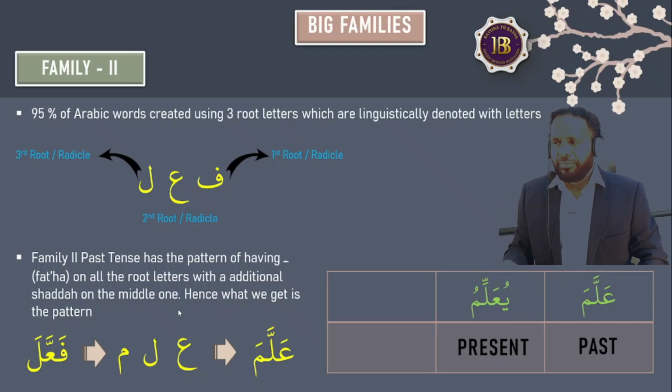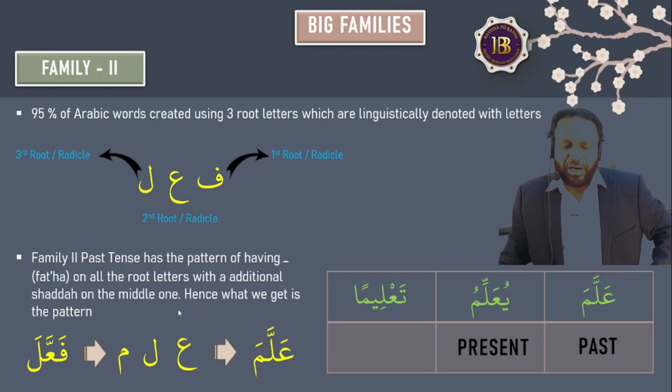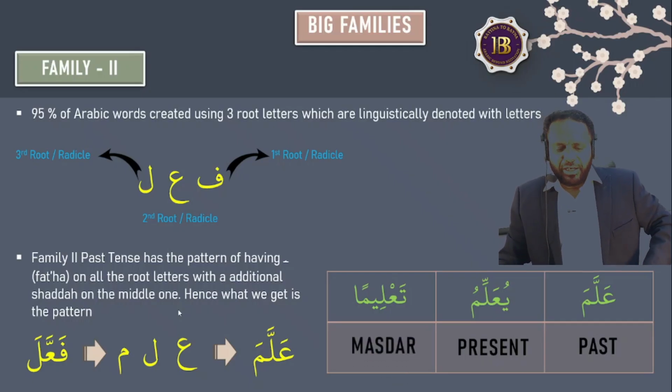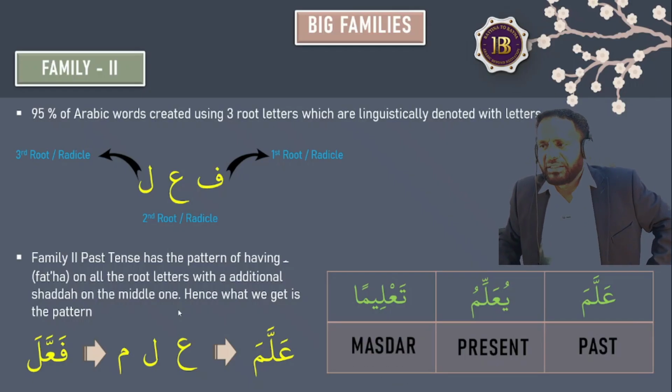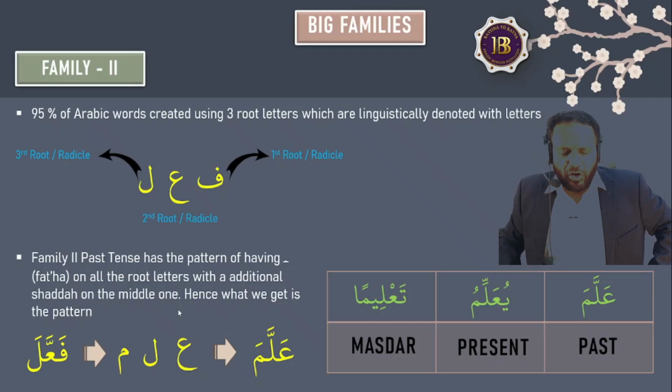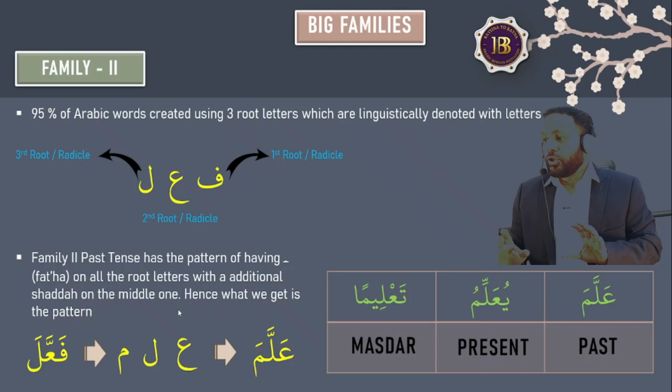And then there is a third member called ta'liman. The third member is called ta'liman. Now what is this ta'liman? In Arabic grammar or SARF language, we call it masdar. We call it masdar. Are you able to hear me, everyone? Okay.